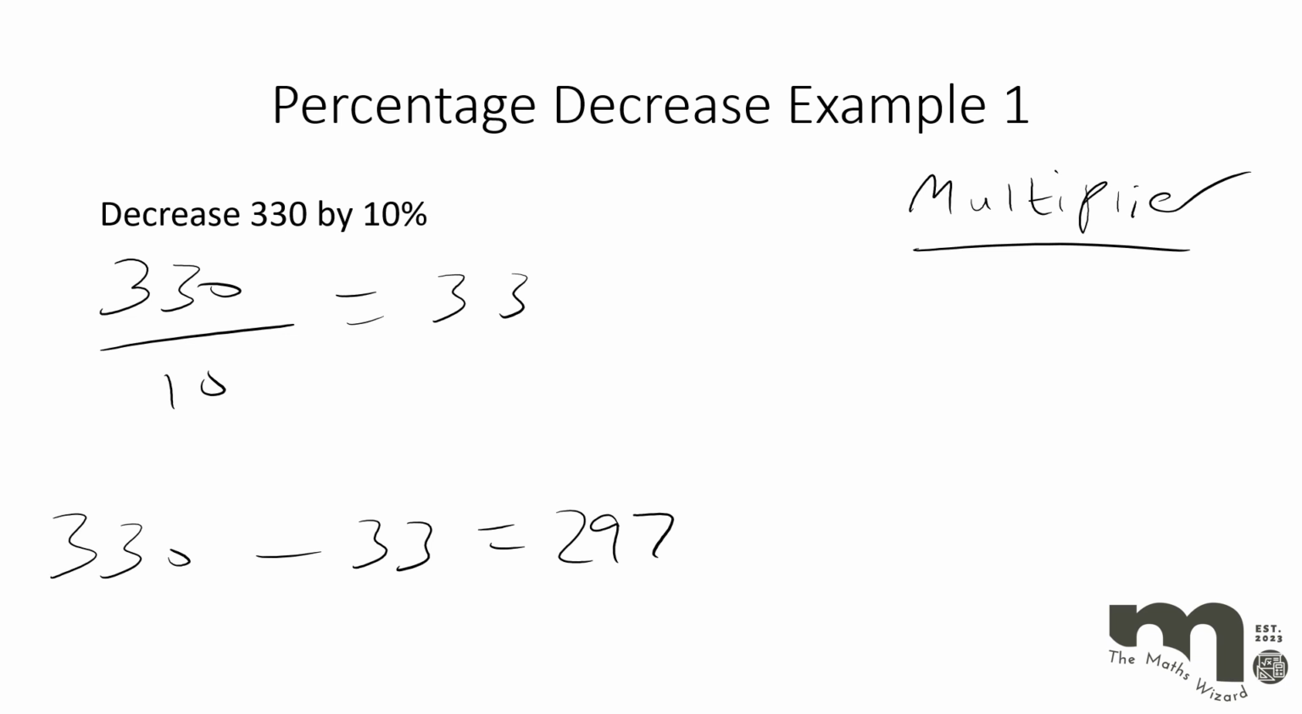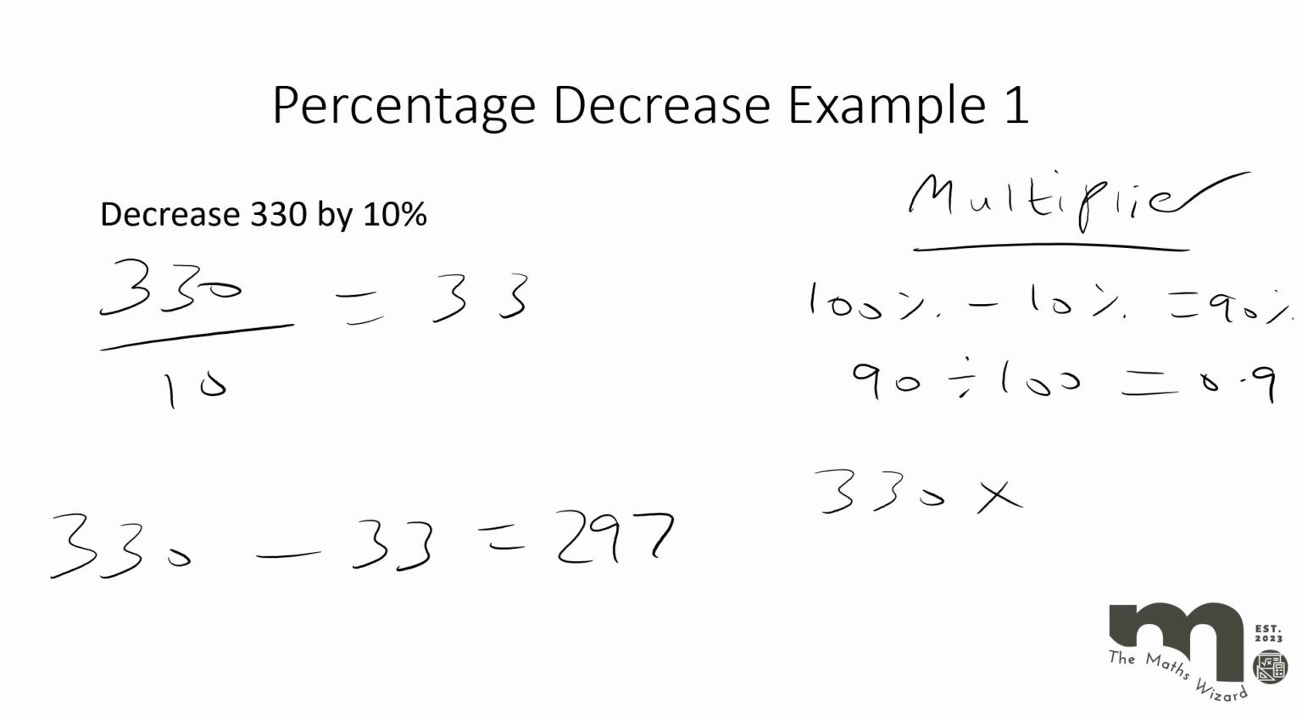Now, when we're using a multiplier for this, the full amount, our 330, is 100%. If we take 10% away, we're left with 90%. So we use the decimal equivalent of 90% here. If you're not sure what the decimal equivalent of a percentage is, just divide it by 100. So our multiplier here is 0.9. Then all we do is 330 times 0.9, and that will get us to 297. So that's two different ways of doing percentage decrease there.